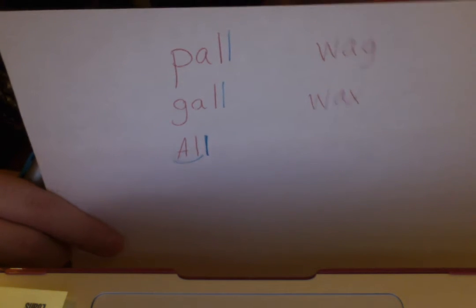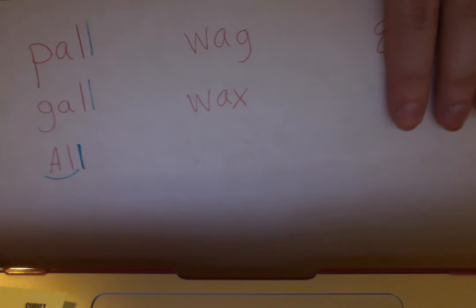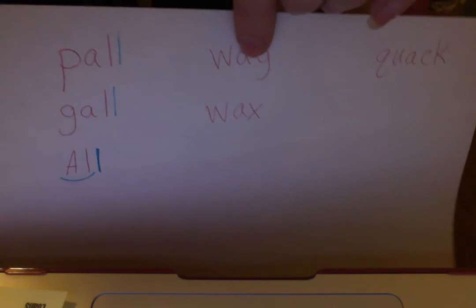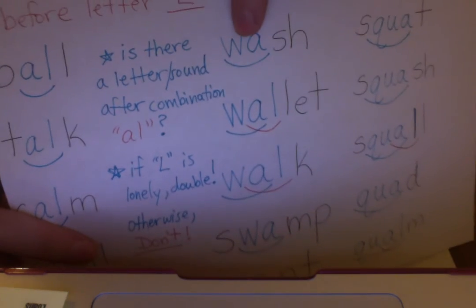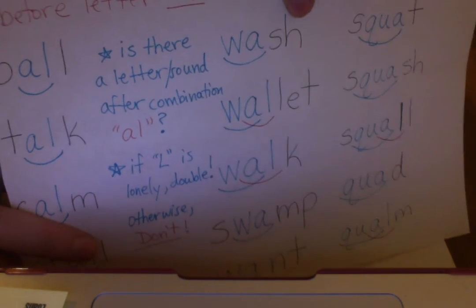But it's not just AL. You also have to be flexible with WA. Miss Barnes, you just told us WA says wah, like in wash. And then wallet and walk. Why are you trying to confuse me? I want you to be flexible. You gotta flex your reading muscles, okay?